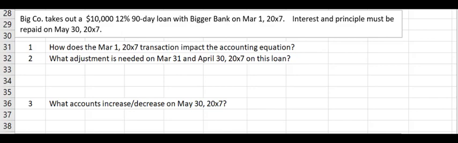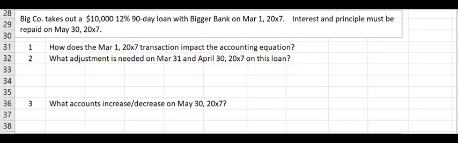Interest and principal must be repaid on May 30th. That's 90 days or 3 months from when they originally take out the loan. So they're not going to be paying the interest every month. They're going to wait, and the interest is going to build each month as the loan is being used, and it's going to be repaid with the $10,000 in May.